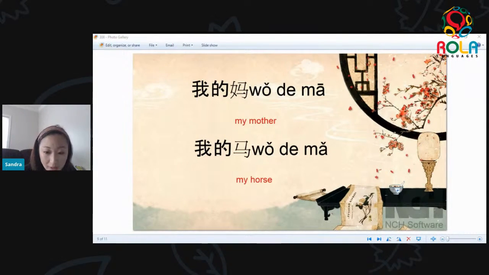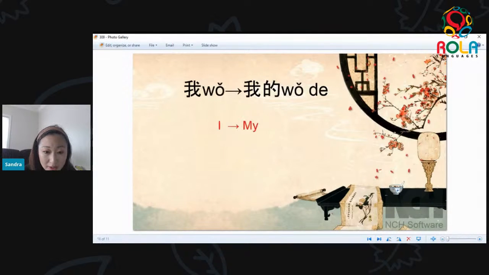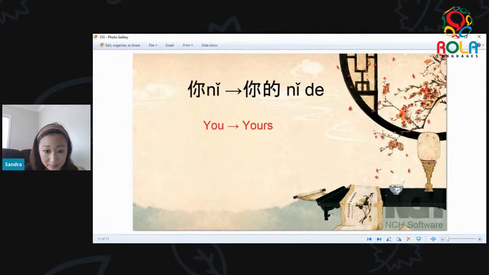All right. Since we're talking about this, let's throw in a little grammar point. 我 is I. We learned that before. And then we put a de behind it. It turns I into mine. And then, of course, we can practice with 你. 你 is you. If we put a de behind it, 你的, of course, it means yours.